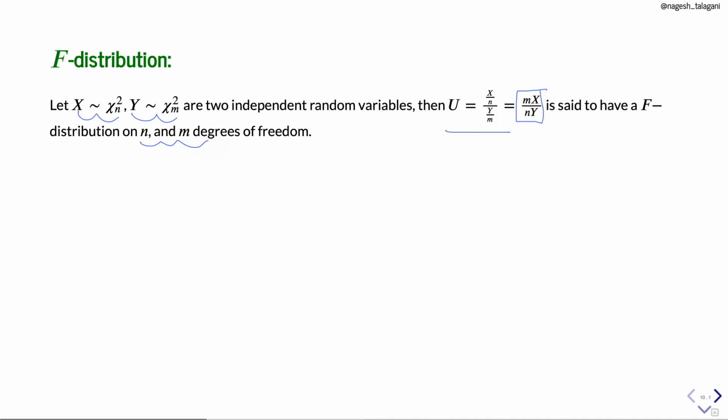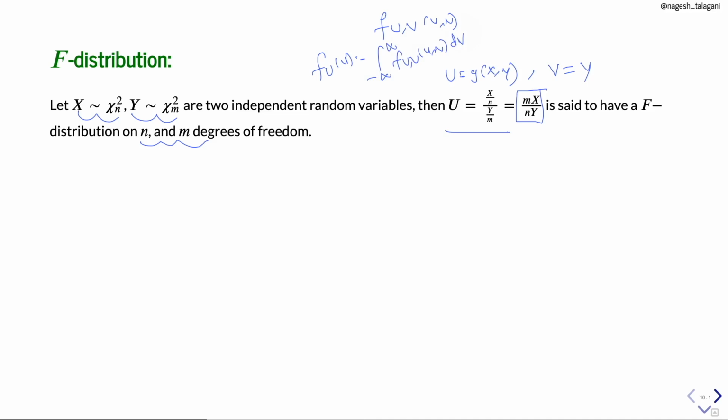Now we want to see the PDF of u. Here u looks like a function g of x, y. We know the technique to find the PDF of u. What you do is introduce an auxiliary transformation like v equal to y. Then you find the joint PDF of u, v in terms of the joint PDF of x, y and the Jacobian of the transformation. Then you can find the PDF of u as a marginal PDF, simply by integrating the joint PDF of u, v with respect to v from minus infinity to infinity. This is how we are going to get the PDF of u.